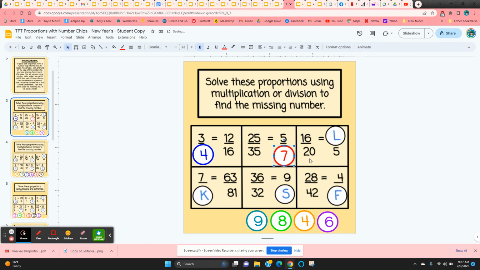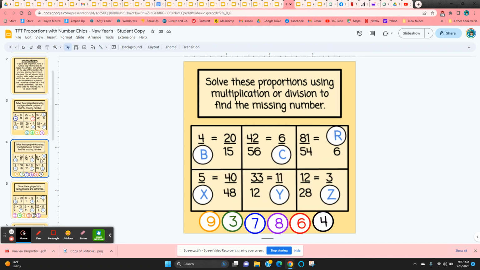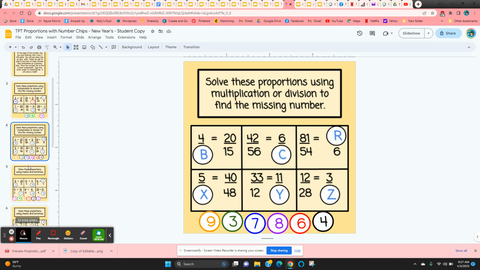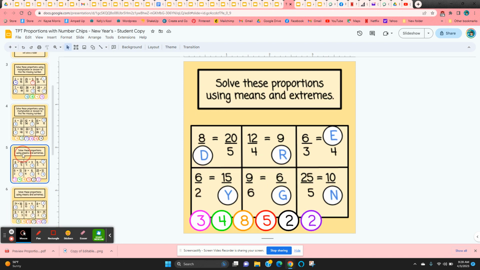And again, they'll use every single number chip. So if they get down to the last one and the number doesn't work, they need to go back and check and find their error. So the first 2 slides are just using scaling up and scaling down to find the equivalents. And then they're going to be using means and extremes.